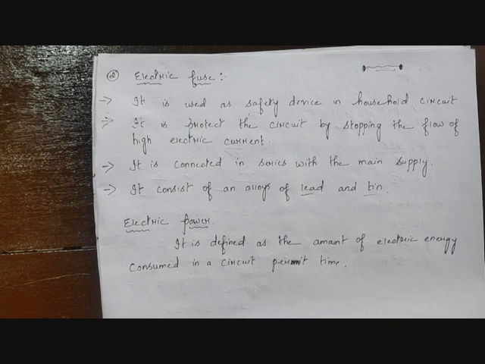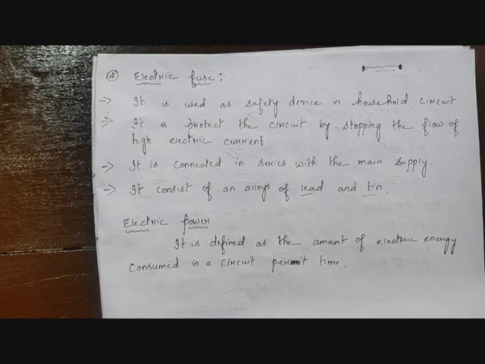Obviously, how much electrical energy we consume, we are paying the bill for. If you use more appliances in your house, more fans, more fridges, more ACs, obviously you need to pay more bill to the government, right? So electric power is the amount of electric energy consumed per unit time. Some formulas are given about electric power.